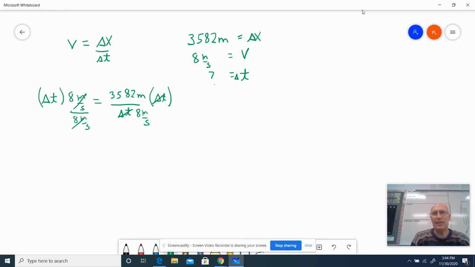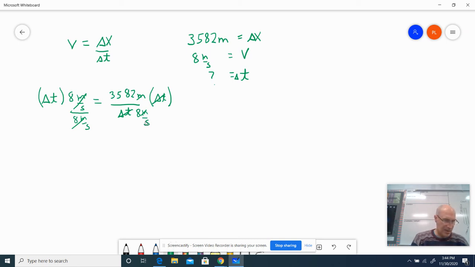Now, is this really going to give us time in our answer? Well, yes, it is, because you can see that I have meters here and meters here, and they're going to cancel. What's left over is seconds. It looks like it might be in the denominator, but it's actually not if you do a little bit more math, so you can ask me about that if you need. But I'm going to solve this problem right now. I'm going to divide the 3,582 meters by 8 meters per second.